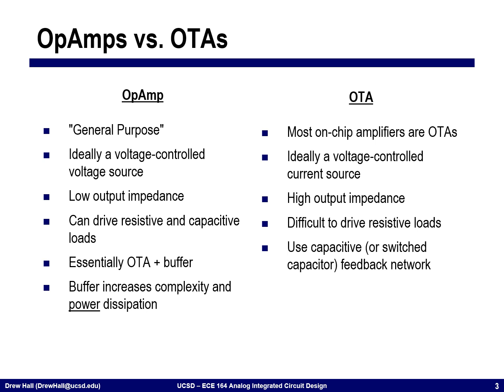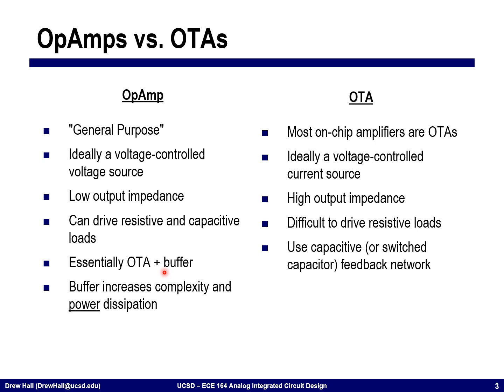These are better described as voltage-controlled voltage sources because of their low output impedance. They take a differential voltage at the input, and they have a low output impedance that they then apply at the output. This means that they can drive both resistive and capacitive loads. And as I showed earlier, it's essentially just an operational transconductance amplifier and a buffer.